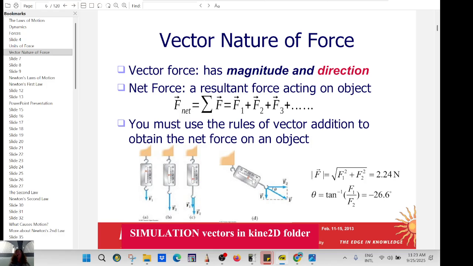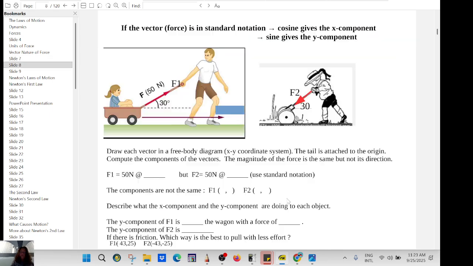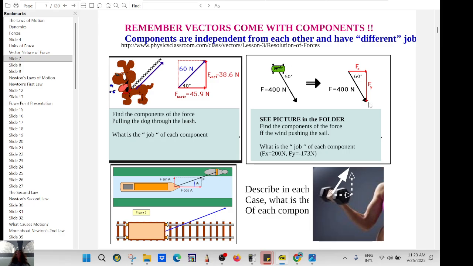So a force is a vector, right? It has a magnitude that you can measure with a spring scale, and it has a direction, and it has a unit, which is the Newton. For example, here you can find this angle if you use tangent. For the magnitude you can use the Pythagorean theorem. Now, forces come in components. We already did that.